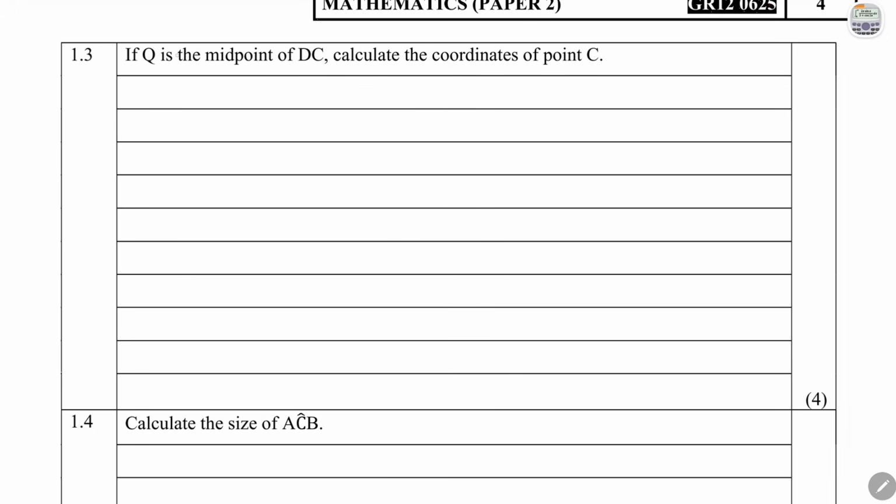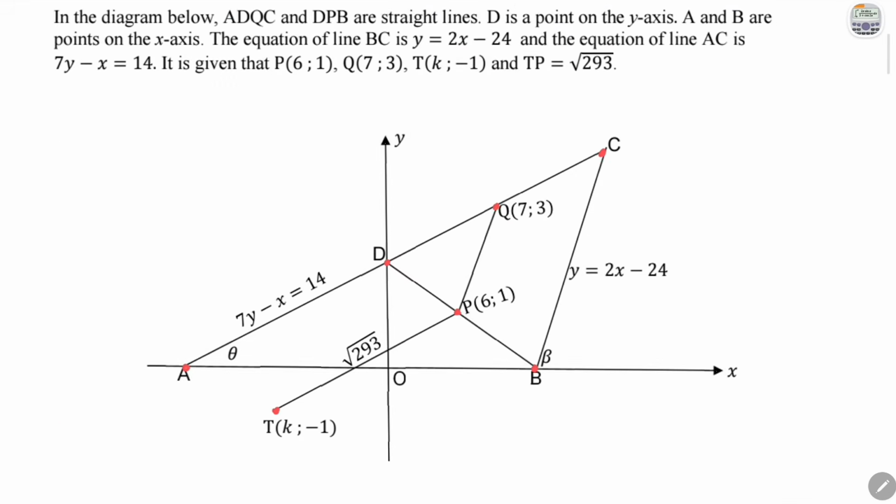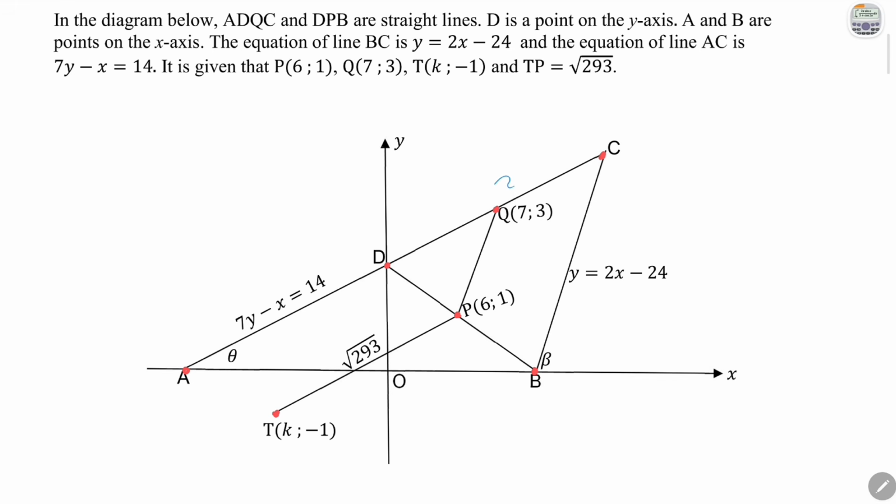Question 1.3 says, if Q is the midpoint of DC, calculate the coordinates of C. So, if Q is the midpoint of DC, meaning that DQ would be equal to QC. So we need to find C. Well, we have Q, the midpoint of DC, but we don't have D. We need D so that we can find C. So how do we find D?